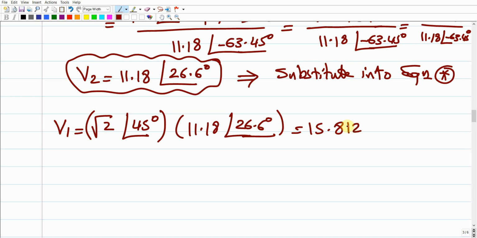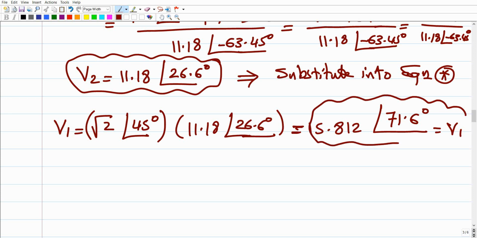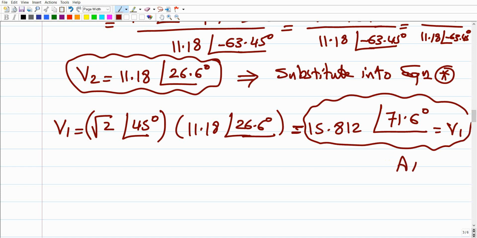15.812. And this is the magnitude, and the angle is going to be 71.58 degrees after you sum these two numbers together, right? So this is going to give us the phasor V1, and this is the first requirement. It was required to find this, this is the answer here. Okay, this is one of the two answers that we are seeking.